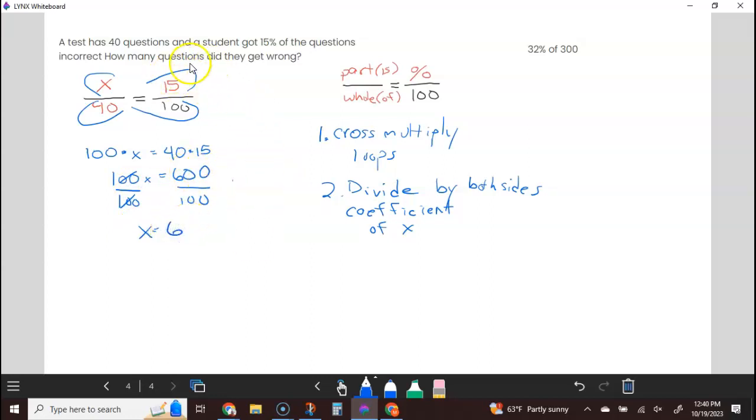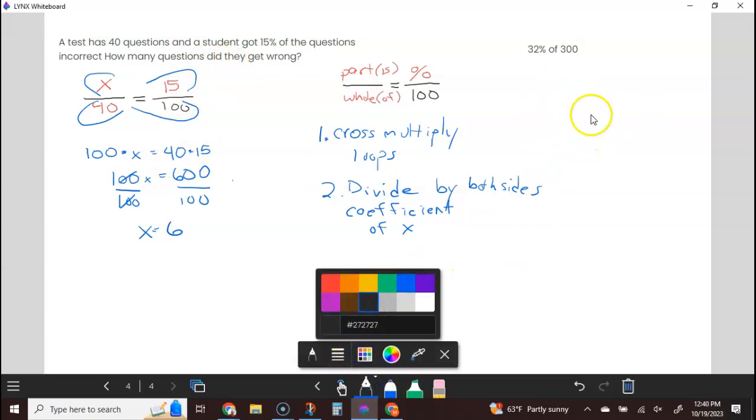So to answer the question, how many questions did the student get wrong? They got 6 wrong. We're going to do the same thing for this one on the other side, but this one, it's not a word problem. So we're just going to use those keywords "is" and "of". I'm going to set it up the same way.